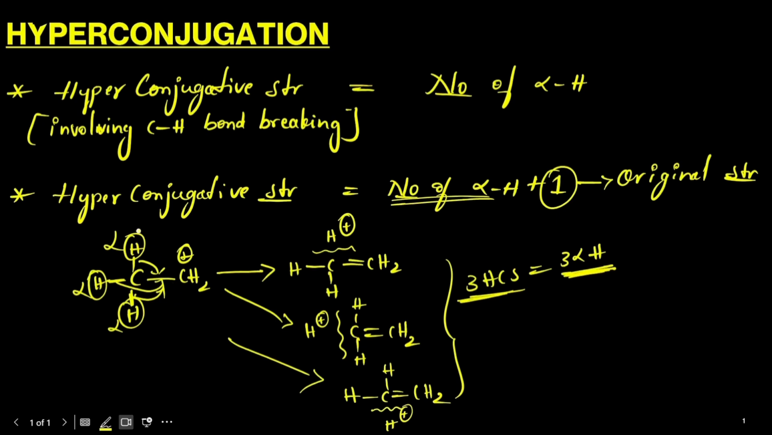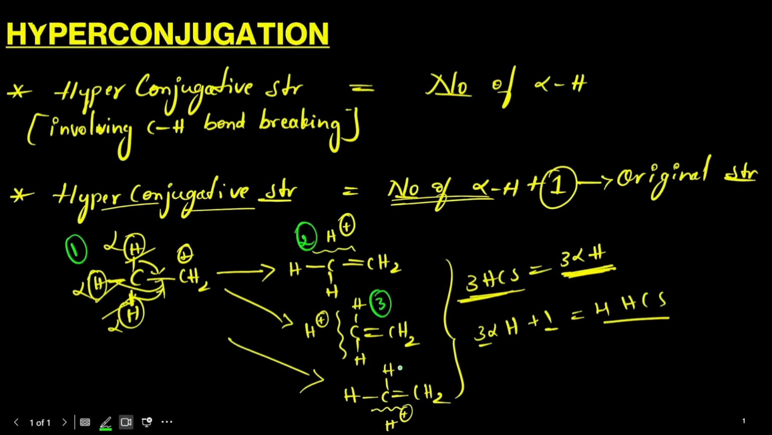For the same molecule, if the question is how many hyperconjugative structures are possible, that is equal to the number of alpha hydrogen plus 1. How many alpha hydrogens are there in this case? 1, 2, 3. 3 alpha hydrogens plus 1, that is equal to 4 hyperconjugative structures. This is one hyperconjugative structure, second, third, and fourth hyperconjugative structure.